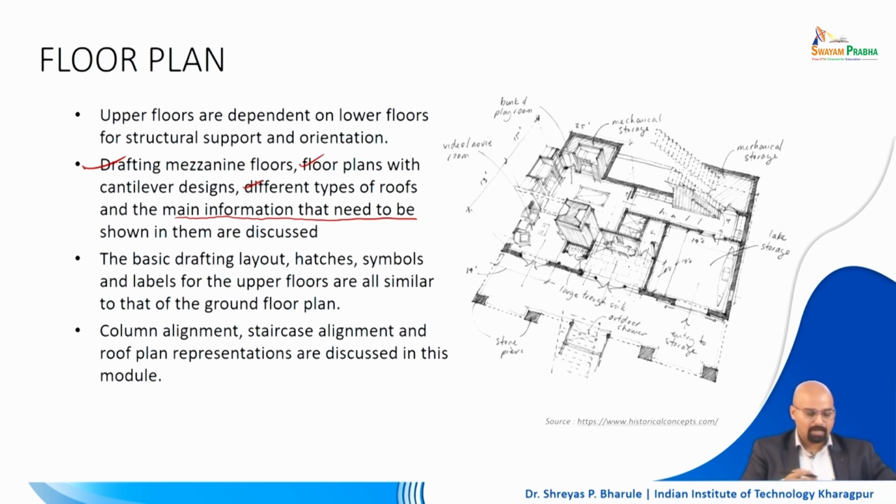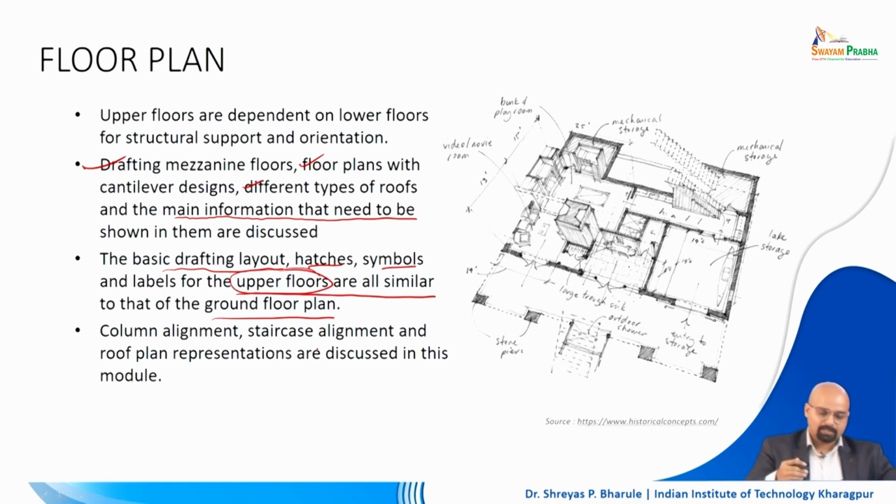So what all other things are there? The basic drafted layout that is to be discussed, the hatches, the symbols which are used in the upper level floor plans are all, all of those are pretty much the same when we look at the ground floor plan and the upper floor plan, meaning that whatever process we discussed about drafting of floor plans in the previous 2 modules, the same things are also valid in case of an upper floor plan, right? A very simple thing to remember, right?